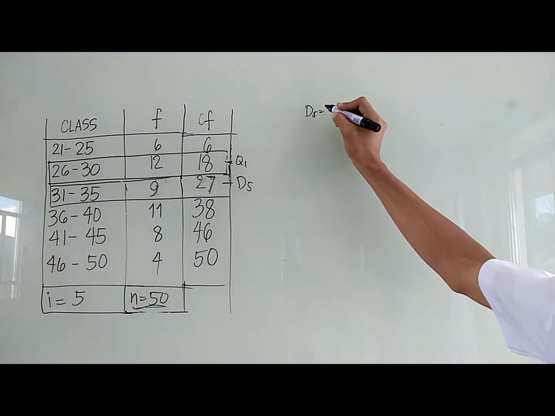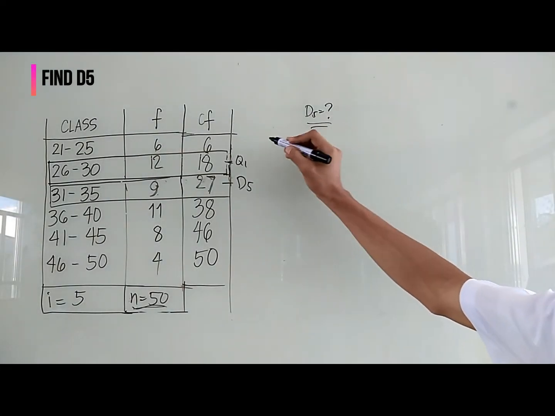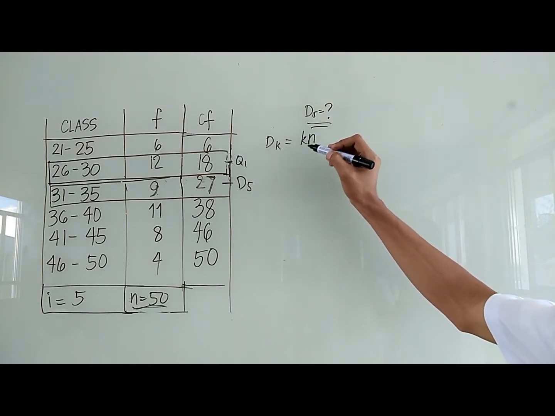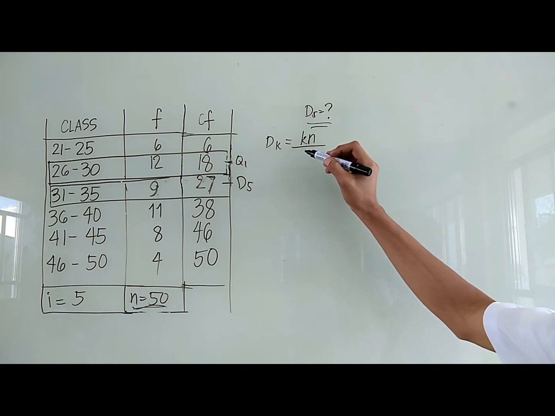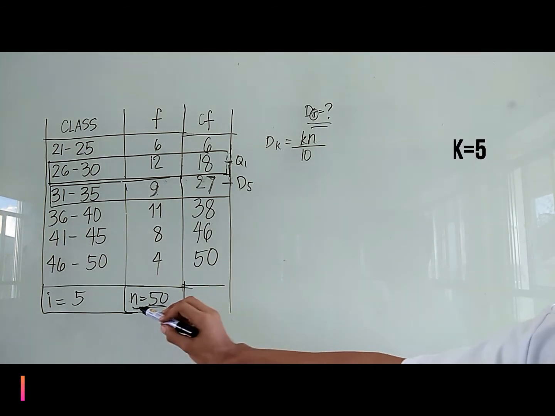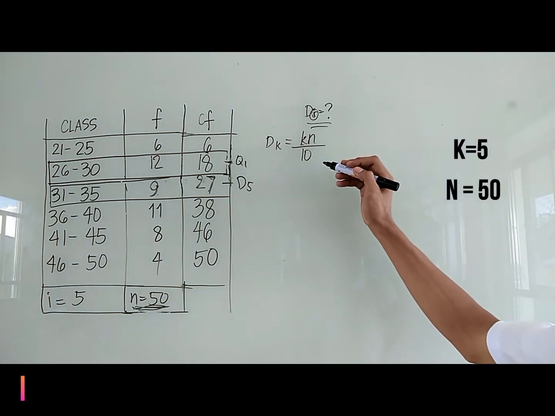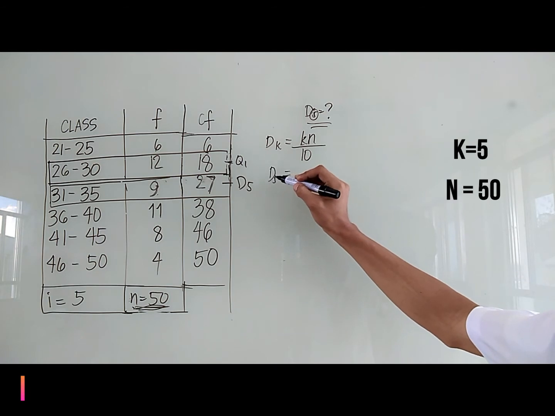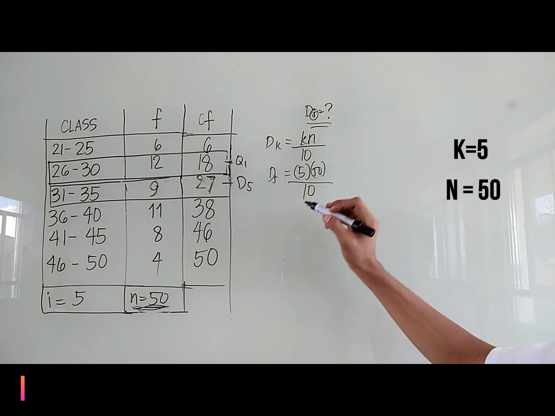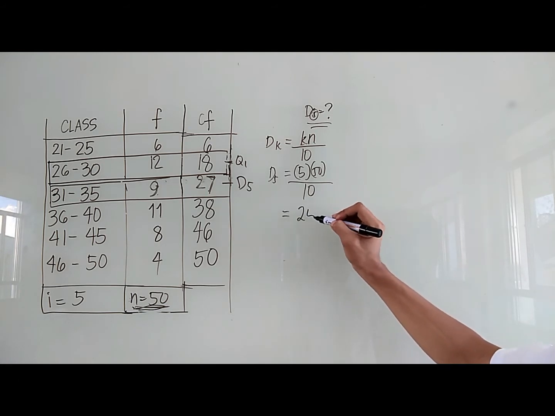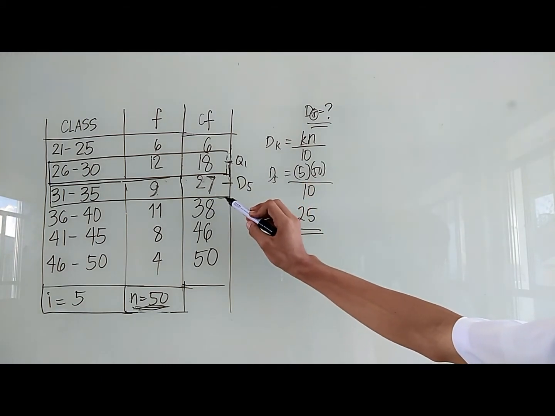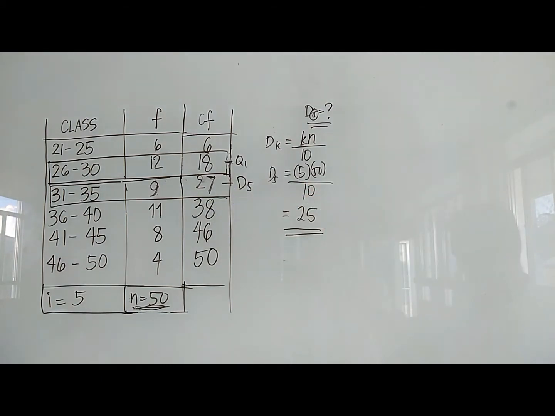Let's proceed in finding D5. Calculate the D5 class with the formula Dk is equal to k multiplied by n divided by 10, where k is equal to 5 and n is equal to 50. So, D5 is equal to 5 times 50 divided by 10, which is equal to 25. Therefore, D5 is in the class interval of 31 to 35.